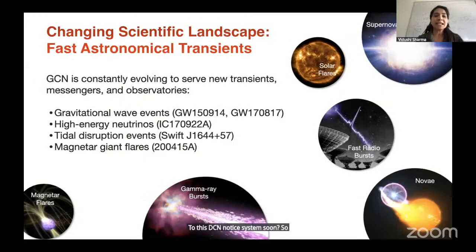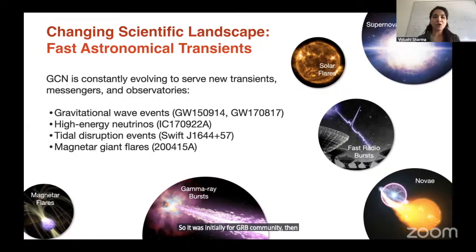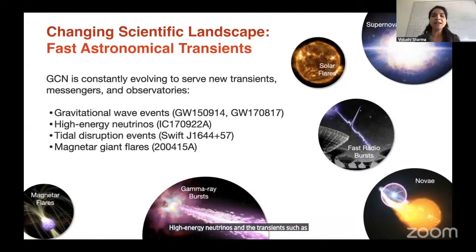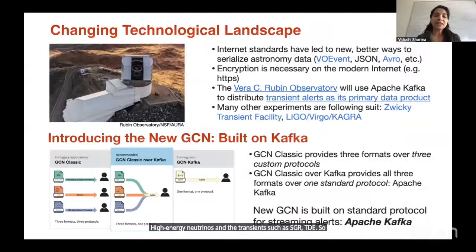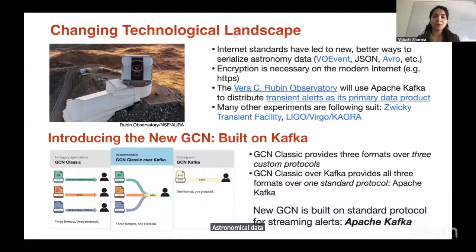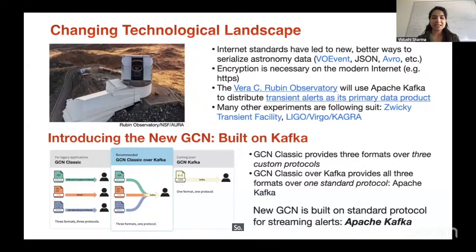GCN has been around for 30 years and the scientific landscape has changed a lot. It was initially for the GRB community, then it evolved to the community observing gravitational waves, high energy neutrinos, and transients such as SGRs and TDEs. Even the technology landscape has changed a lot. There are better ways to serialize this astronomical data. Especially Vera Rubin, which is online this month, is using state-of-the-art technology for streaming their alerts, Apache Kafka. So the new GCN system is also built on Apache Kafka.